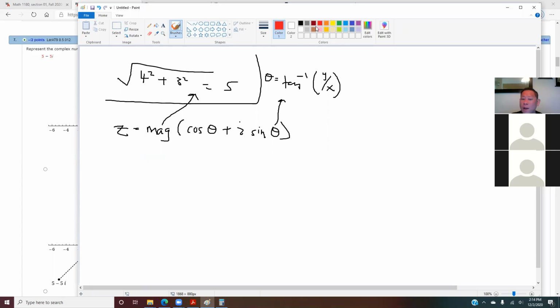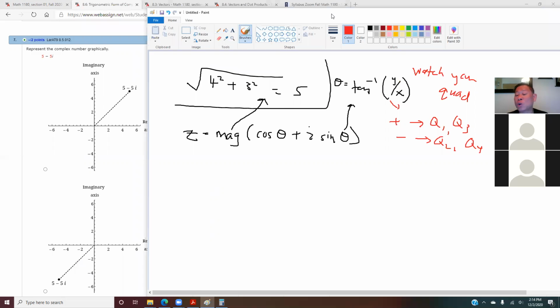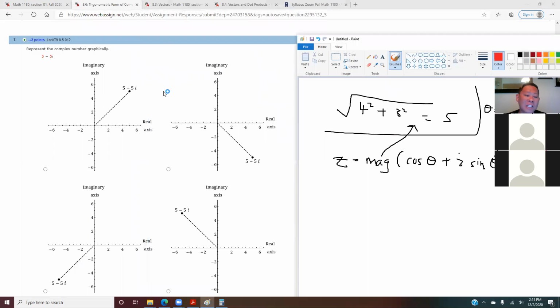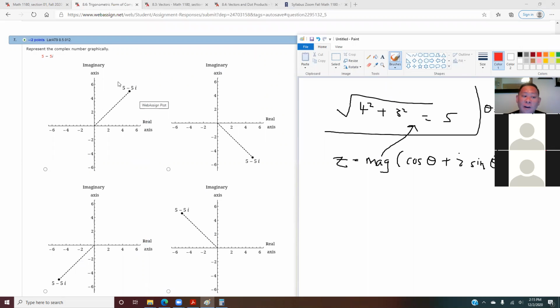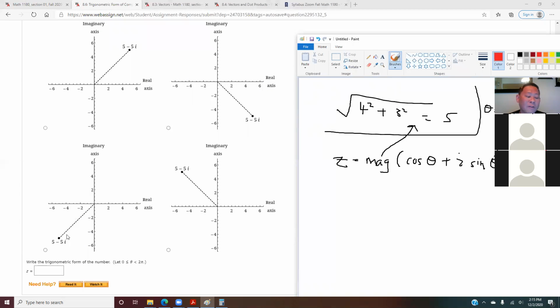But one thing I want to point out to everyone when you do this is watch your quadrant. Because for tangent, positive can be in quadrant 1 and quadrant 3, and negative can be quadrant 2 and quadrant 4. So how do you figure out which quadrant you are in? You have to dot the point in the complex plane. If your point is on here, then it's quadrant 1. If your point is on here, it's quadrant 4. The point on here is quadrant 2. Your point on here is quadrant 3.